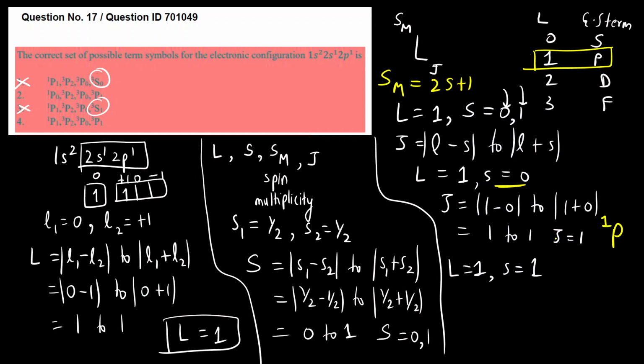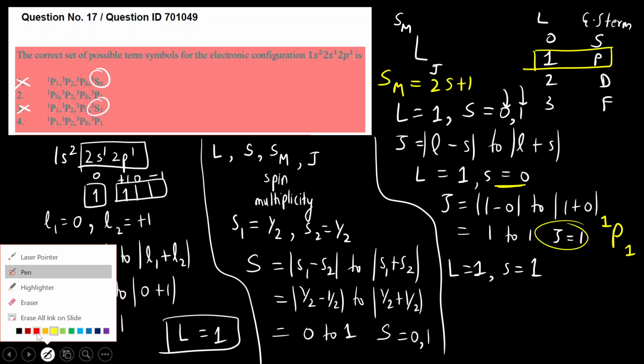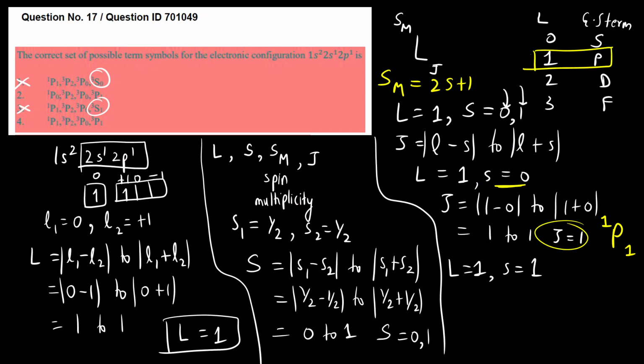And what is the corresponding value of J? It is 1. So one term symbol is 1P1. Okay, from this only you can eliminate option 2. You can see here it is 1P0. Here it is 1P0, so this is incorrect. This is the correct option. So let us find out the other three values.